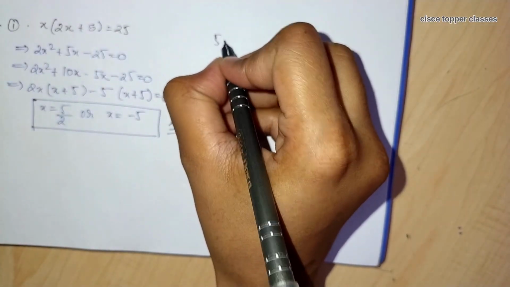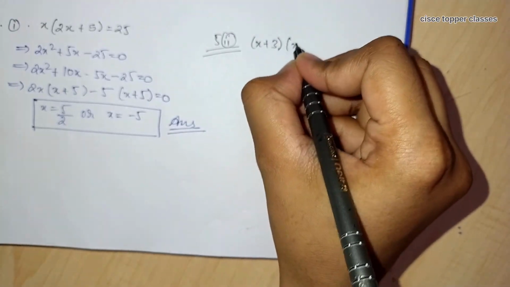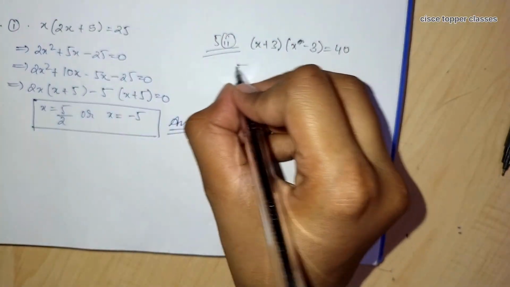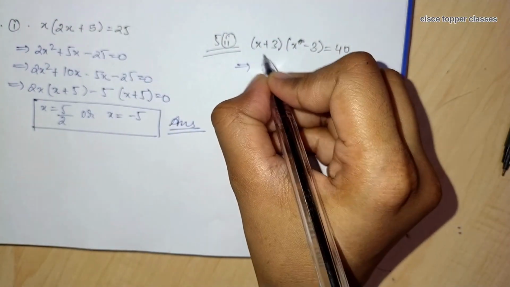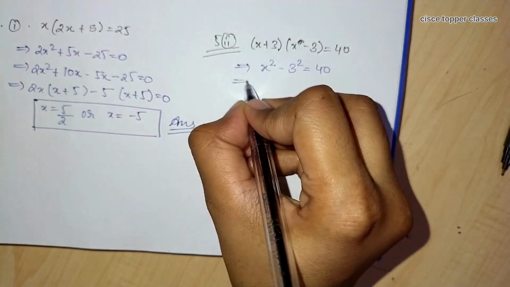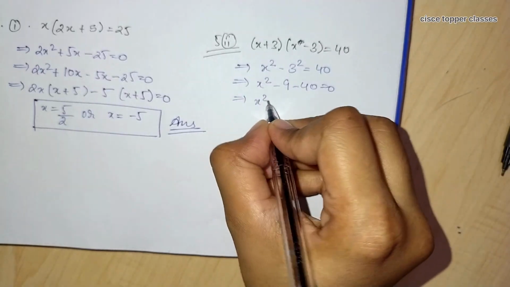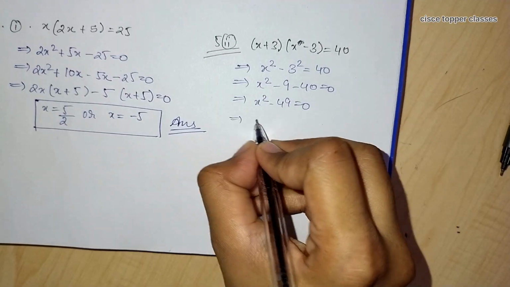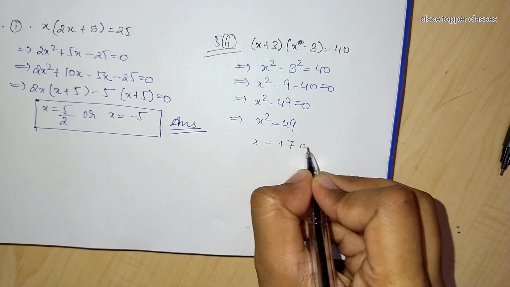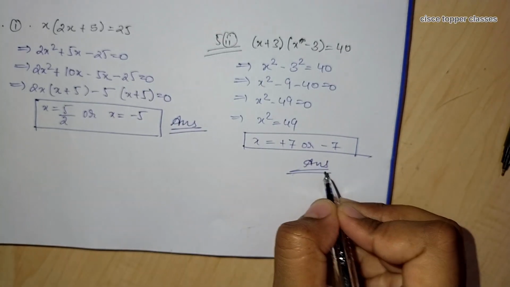Now let us solve the second part here, which is (x + 3)(x − 3) = 40. So here we can write using the formula x² − 3² = 40. So x² − 9 − 40 = 0, x² − 49 = 0, and x² = 49. So x = +7 or −7 is the final answer here in this question. So this is the answer here.